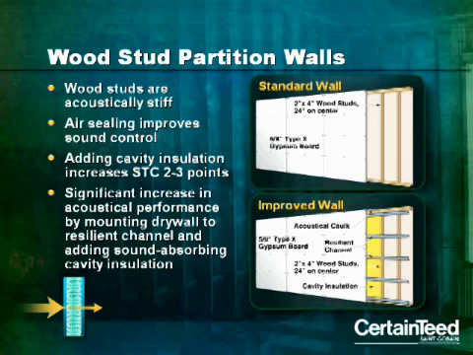Let's look at wood stud partition walls. As opposed to steel, wood studs are acoustically stiff. Sound transmits readily through wood. First, air sealing improves sound control. Then, by adding cavity insulation, we use fiberglass as our example, the STC is improved 2 to 3 points. Now, you'll achieve a significant increase in acoustical performance by mounting drywall to resilient channel and adding sound-absorbing cavity insulation, as you see here in the improved wall illustration.